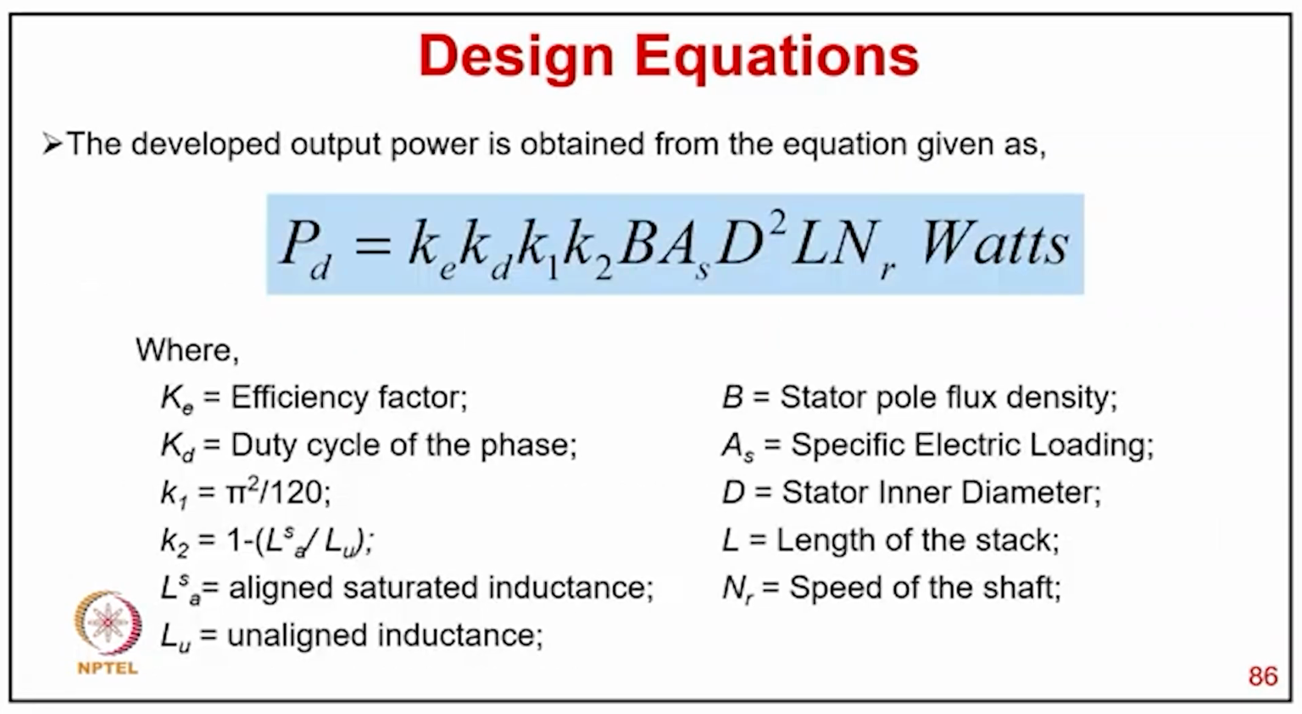So the developed output power is obtained from this output equation: P_D equal to K_E, K_D, K_1, K_2, B_S, A_S, D square L N_R in watts, where K is the efficiency factor, K_D is the duty cycle of the phase, K_1 is pi square by 120, K_2 equal to 1 minus L_AS divided by L_U. L_AS is the aligned saturated inductance, L_U is the unaligned inductance, B is the stator pole flux density, A_S is the specific electrical loading, D is the stator inner diameter, L is the length of the stack, and N_R is the speed of the shaft in RPM.